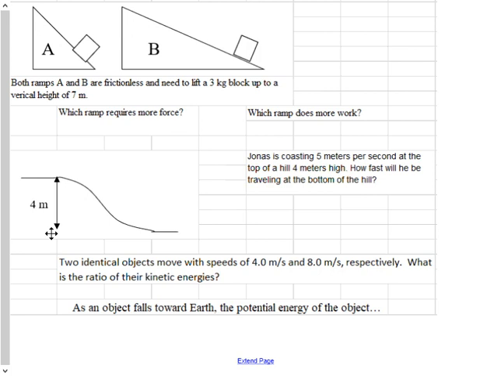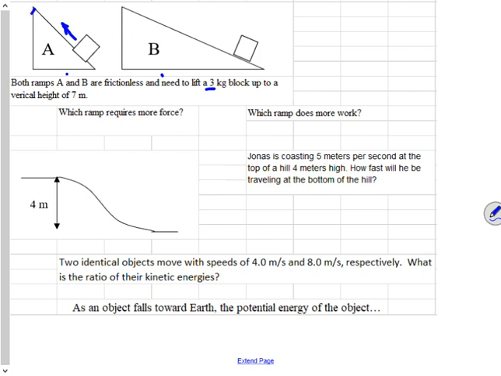All right, now we're working on energy. With energy, I have two ramps that are the same height, and you need to lift a 3 kilogram block up. Which one requires more force? Well, they both are going to go the same height. However, this is a steeper incline than that.